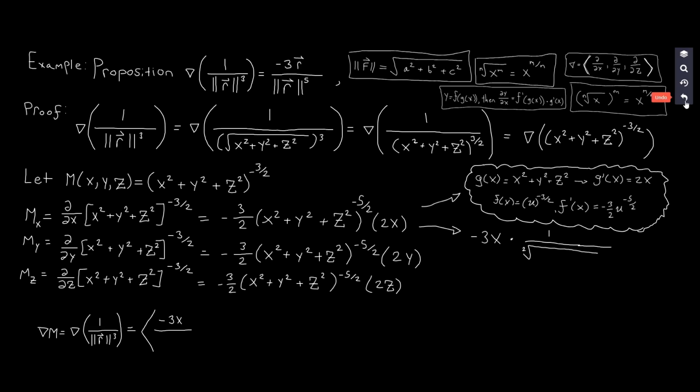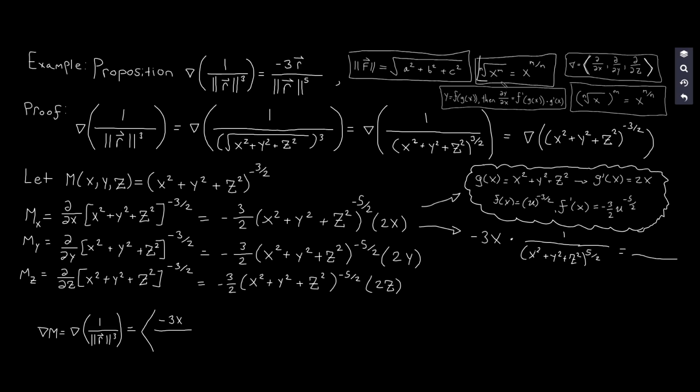Okay, so here's what I'm saying. Do I even know what I'm saying? Okay, wait. So here's what I'm saying, right? This is going to be x squared plus y squared plus z squared raised to the positive 5 half power over 1, and I'm saying that this is the same thing, right?